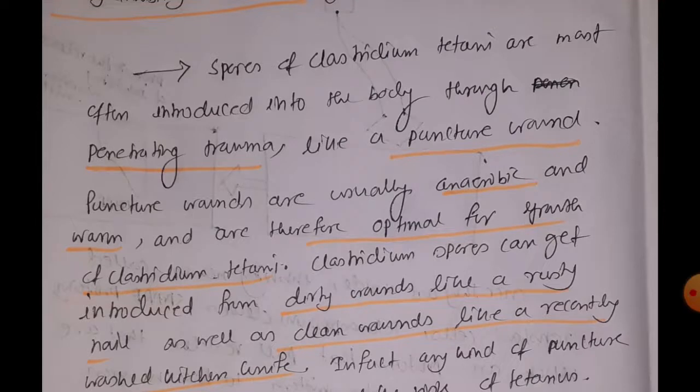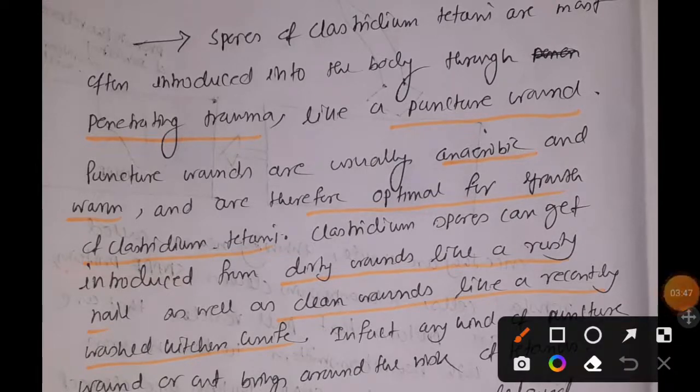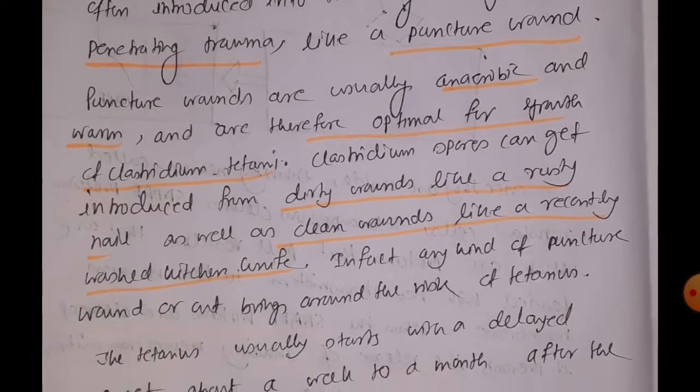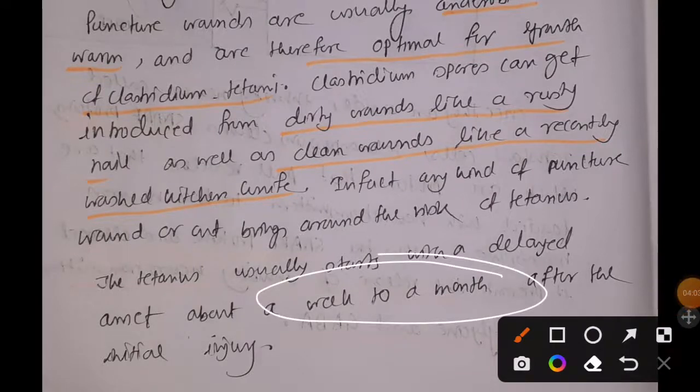In that slide we discussed that Clostridium tetani enters our body in the form of spores, and they use puncture wounds, mainly deep puncture wounds, as their portal of entry, because the environment in those wounds is anaerobic and warm, which is appropriate for their growth, right? And Clostridium tetani requires a few weeks to a month after the initial injury to show its first symptom, right?